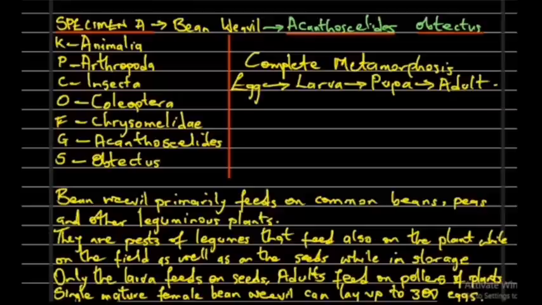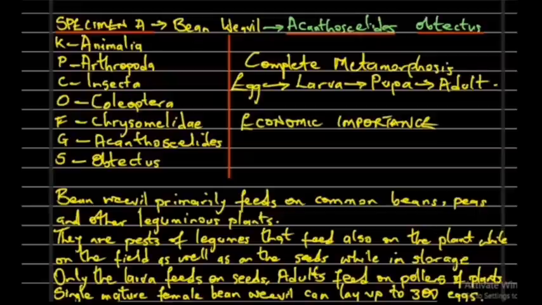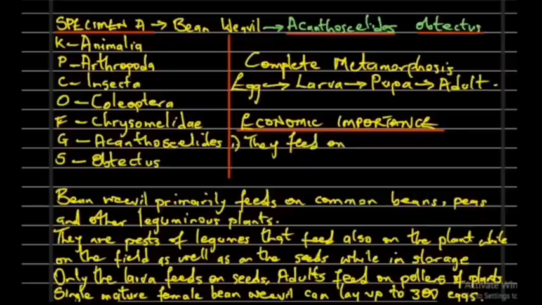Now, when we talk about the economic importance of this organism, we should be ready to make it clear that they have their own economic importance, but the economic importance is destructive. So one, they feed on and destroy seeds. That is their major economic importance. So that is what we have to say about the bean weevil.